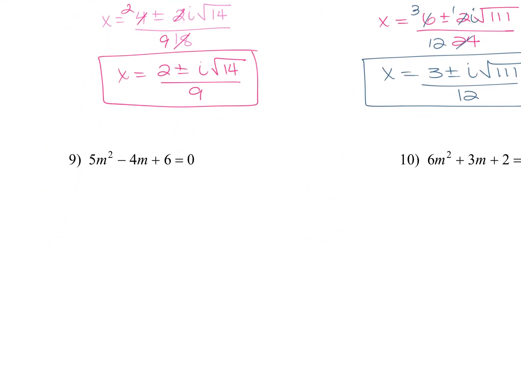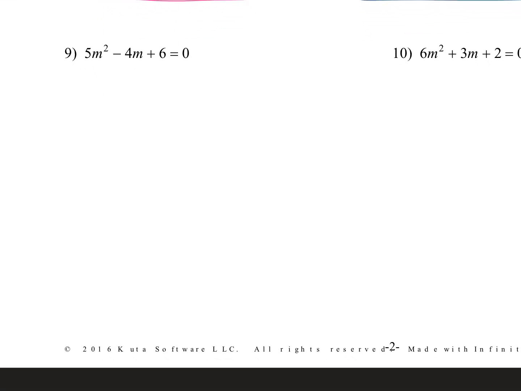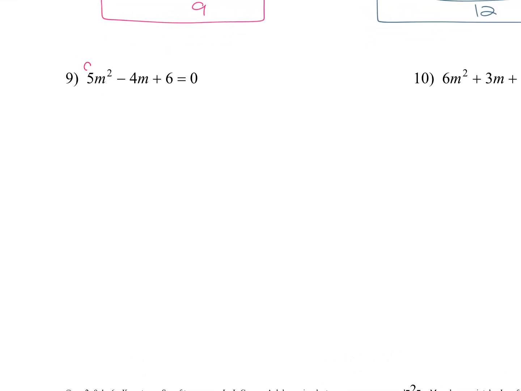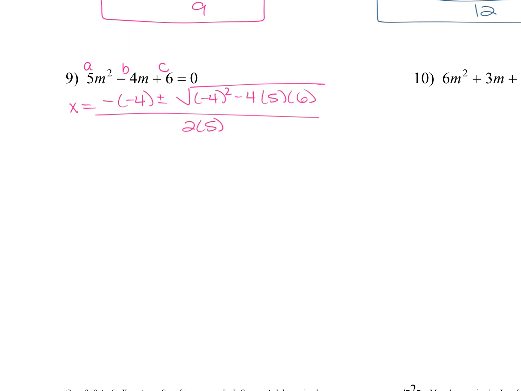For number 9, you have 5m squared minus 4m plus 6 is equal to 0. A is 5, B is negative 4, C is 6. So that's going to give us x is equal to the opposite of negative 4 plus or minus the square root of negative 4 squared minus 4 times 5 times 6 all over 2 times 5. This is going to simplify to be 4 plus or minus the square root of 16 minus the 4 times 5 is 20 times 6 is 120 all over 10.